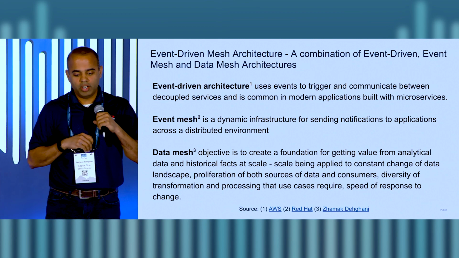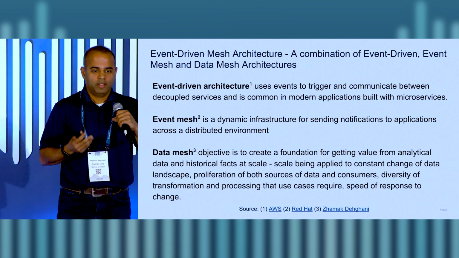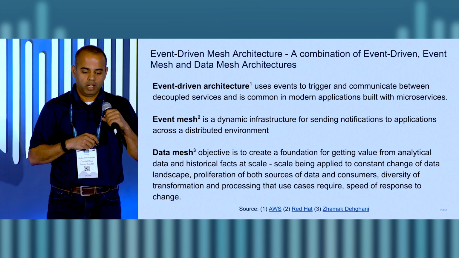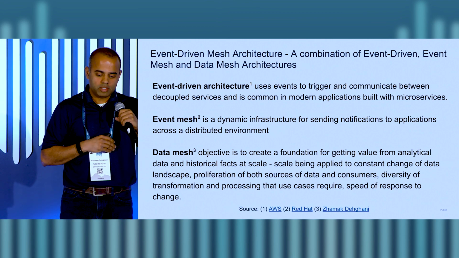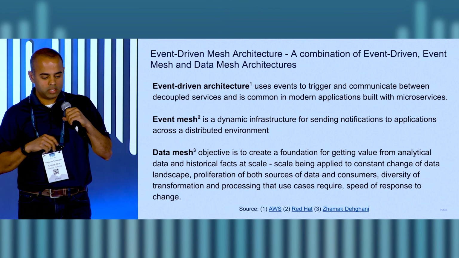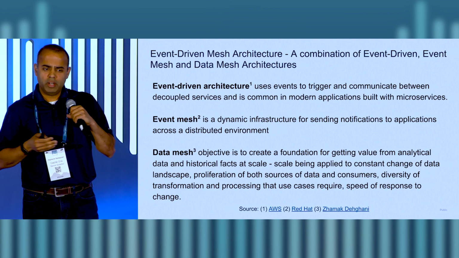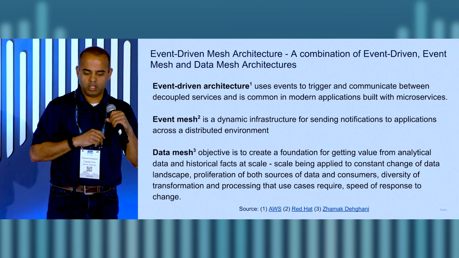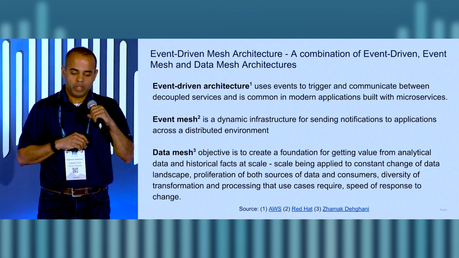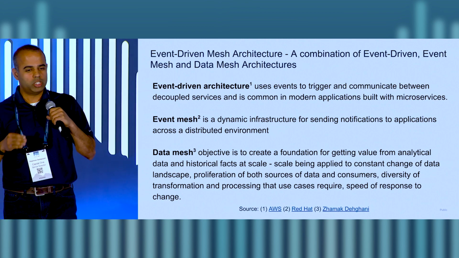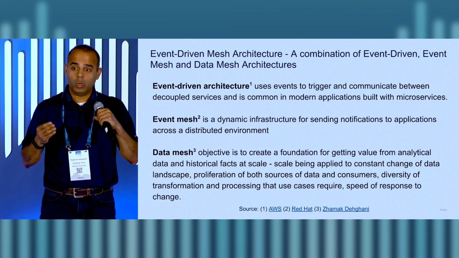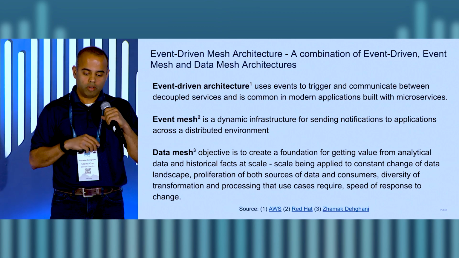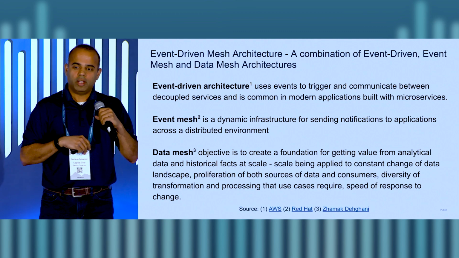So one is event-driven architecture. Obviously, to understand where the risk is coming from, we need to know what the event triggers are going to be. Obviously, these events need to communicate between decoupled services. Think of event mesh in the sense that it's a very dynamic nature of how things work. So the infrastructure is dynamic. There is a need for sending notifications across a distributed environment. Sometimes we don't know who the consumers are going to be. So there needs to be a dynamic nature of routing the traffic.